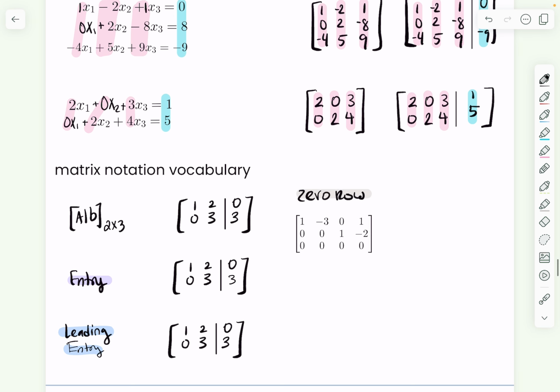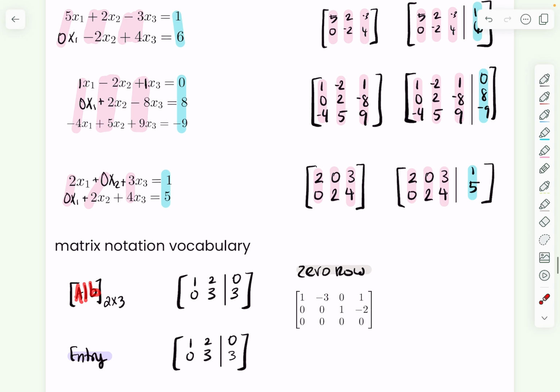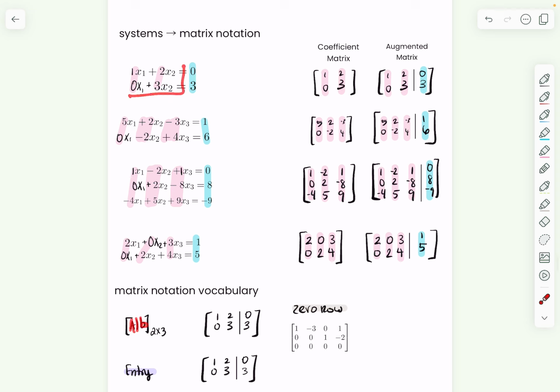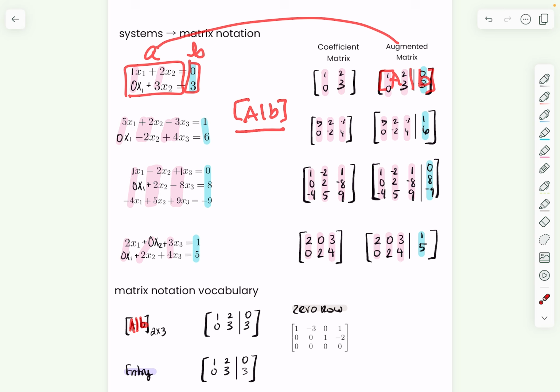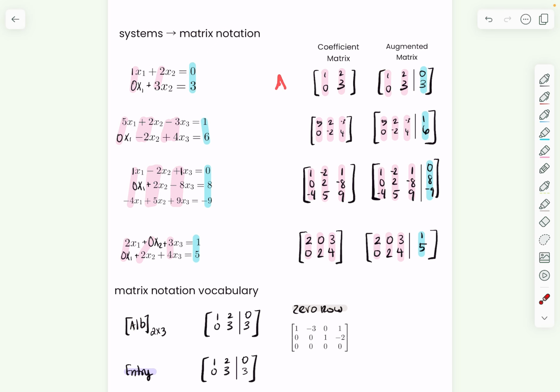Now let's go over some vocabulary. The way that we define a matrix is by writing our little matrix brackets, and then we say matrix A of B, as in these values we call our A values, and these values we call our B values. That translates to these being our A values and these being our B values, which is why our notation for a matrix is like this. We can also call the whole thing matrix A.